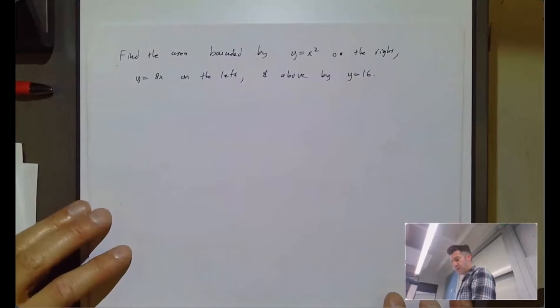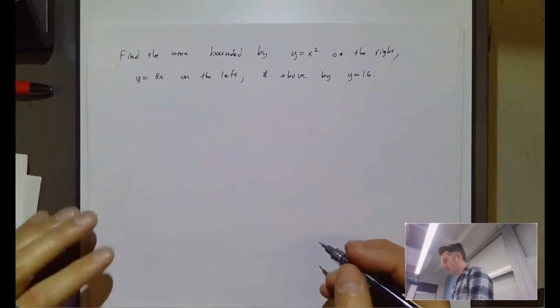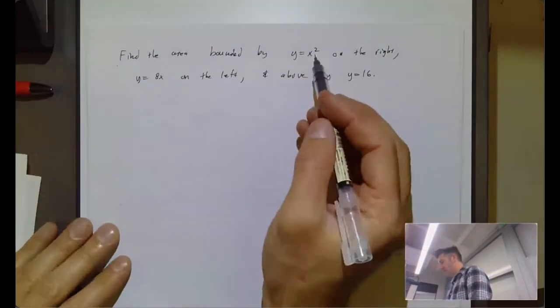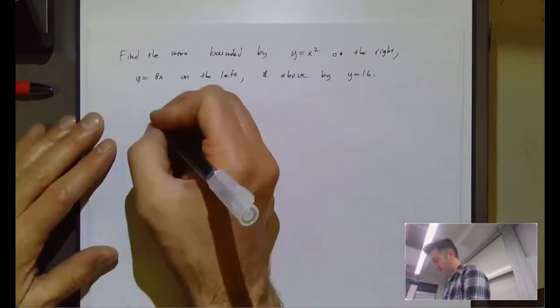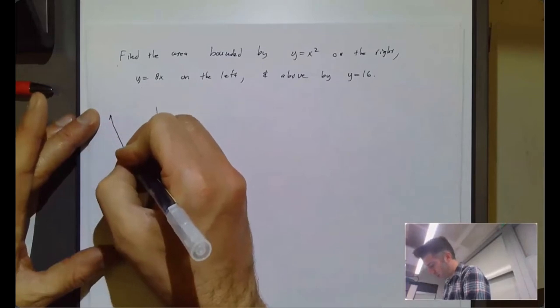You don't have to draw this, but it's almost always a good idea to draw it. I would say it's always a good idea to draw it if you've got more than 2 curves going on. If it's just 2 curves, you usually can find where they intersect and just do the top one minus the bottom one, so usually you don't have to draw it. This one I feel like I need to draw. I know what these basically look like. I know that y equals x squared is my usual parabola.